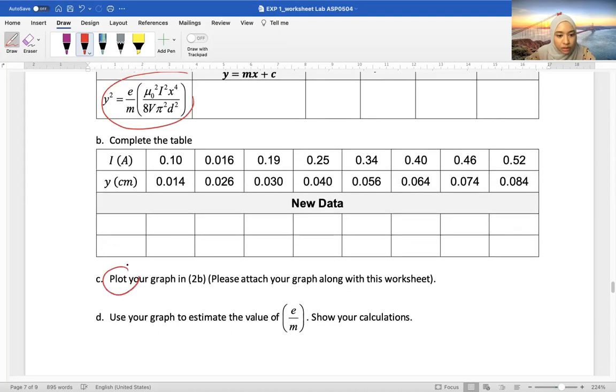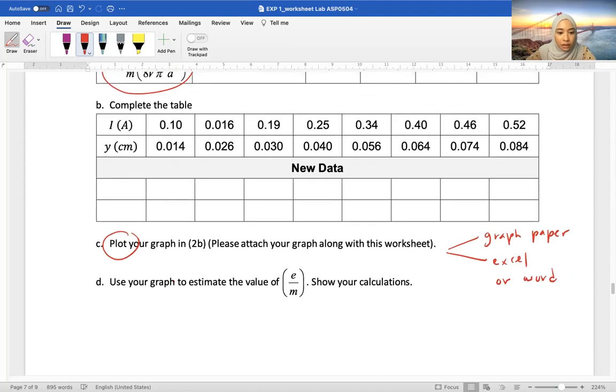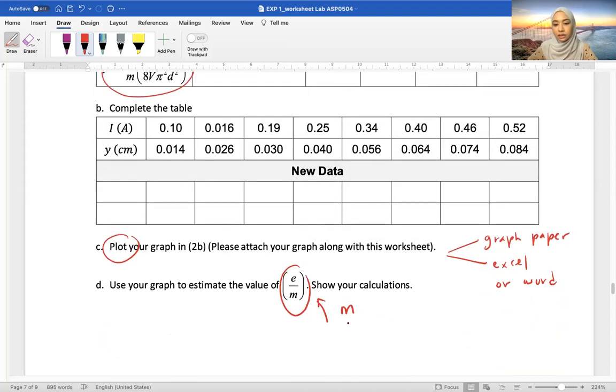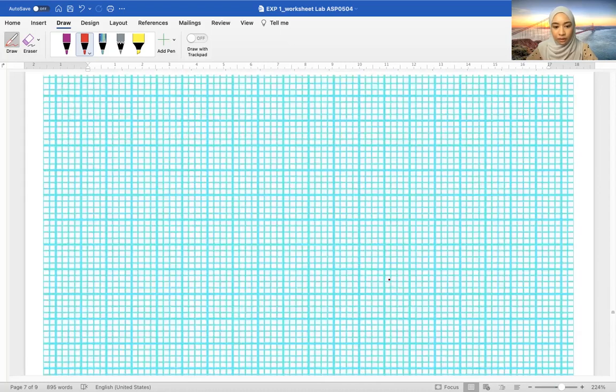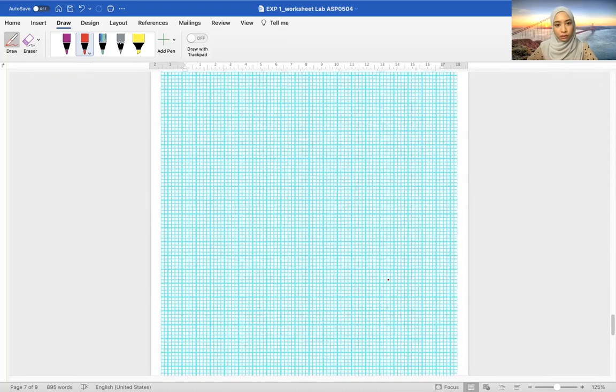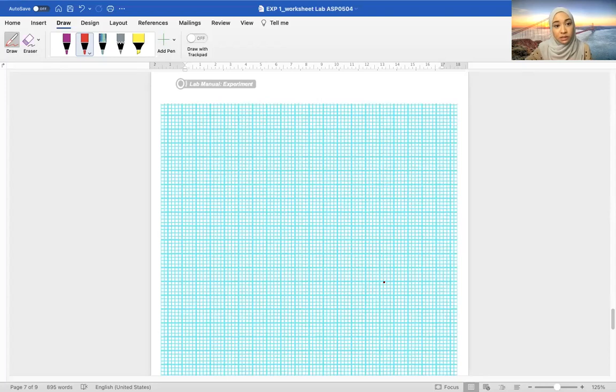Plot your graph. So the word used here is plot. When you say plot, you either use a graph paper because it has to be accurate, use a ruler, or you can use your Excel or Word. Asalkan accurate. Asalkan scale betul. Okay, use your graph to estimate the value of E over M, which is your gradient. Yeah, that's your gradient. And then show your calculations. Okay, so ini ada graph paper kalau korang nak pakai, you can use a physical graph paper and lukis pakai pencil, pakai ruler.